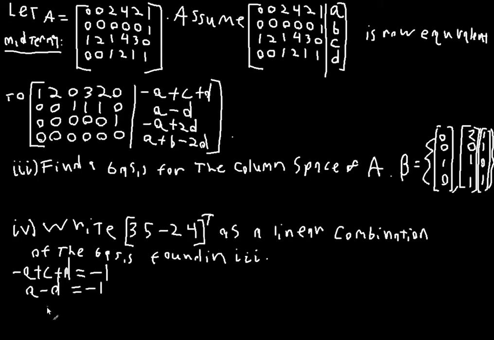And then our third one is going to be minus A plus 2D. That's going to equal minus 3 plus 8, which is 5. And then the last one down here is going to be A plus B minus 2D. What's that going to give us? That's going to give us 8 minus 2D, which is also 8. So we get a 0 here.